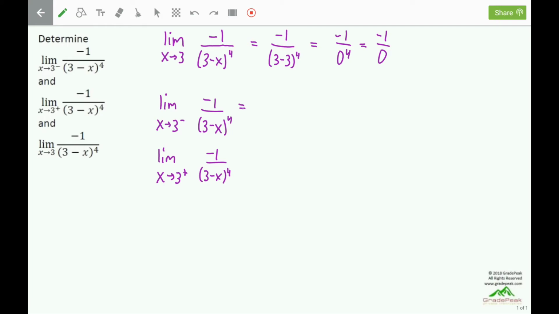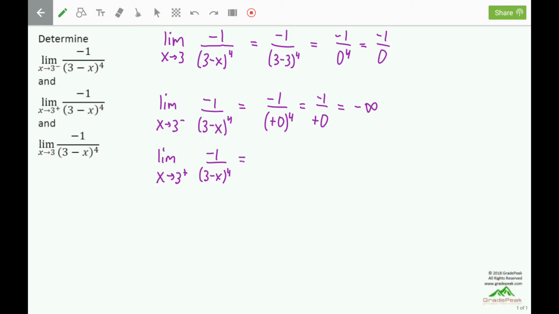The left side of 3 means less than 3, like 2.99. If we plug that in for x and subtract it from 3, 3 minus 2.99 is a positive number. It will approach a value of 0 for 3 minus x, but it'll stay a positive number. So we have a negative 1 over a positive to the fourth power, which is positive, approaching 0 to the fourth power, which is 0. We have a negative over a positive, which is a negative, and a non-zero over a 0, which is an infinity. The left-sided limit comes out to negative infinity.